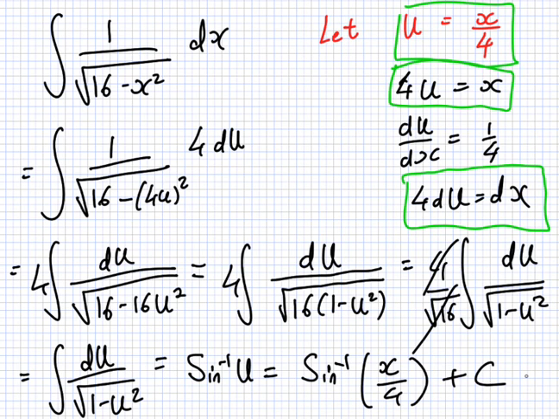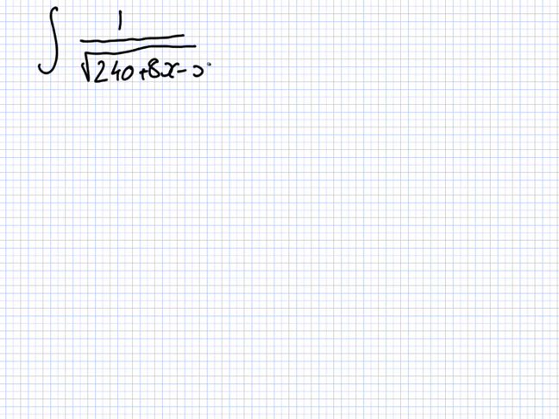Okay, so let's look at one like this, but a bit more difficult. So for example, we have integrate 1 over square root 240 plus 8x minus x squared dx. Similar, but more difficult to the last one. Does anyone have any ideas about what should be done first?